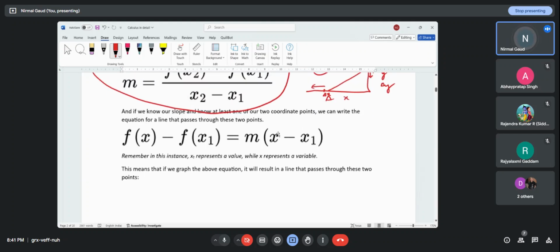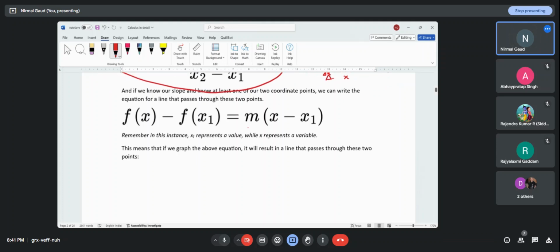You can have an equation of a line in this way also. m equal to y2 minus y1 upon x2 minus x1. I can cross multiply. So y2 equals m into x2 minus x1 plus y1. This is also what we can get. It's an equation.